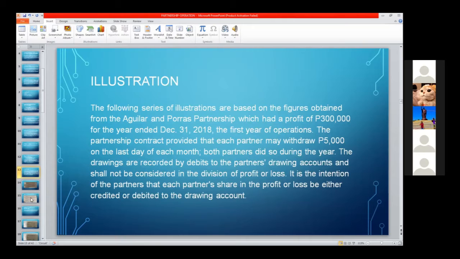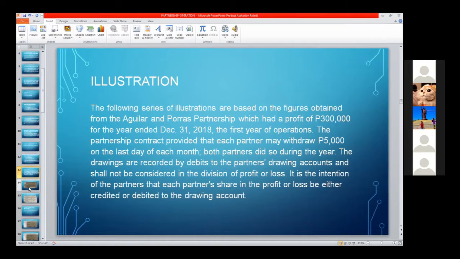For the illustration, the following series of illustrations are based on the figures obtained from the Aguilar and Porras partnership, which had a profit of 300,000 for the year ended December 31, 2018, the first year of operations. The partnership contract provided that each partner may withdraw 5,000 on the last day of each month, so both partners did so during the year.